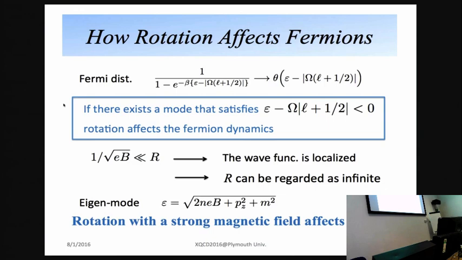First, let us consider a huge magnetic field compared with the scale of the system size. In this case, the wave function of fermions is quite localized. It means that R is finite, but R can be regarded as an infinitely large quantity. So in this case, we can realize the Landau quantization, and we can get the eigenmode like this. And this dispersion has a Landau zero mode, so epsilon can be zero. In this sense, rotation with a huge magnetic field always affects the system.